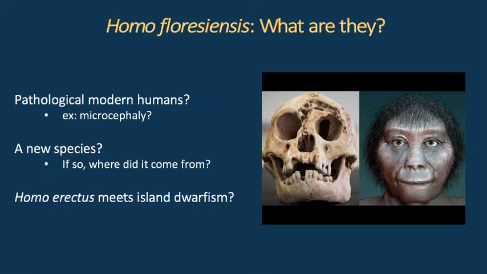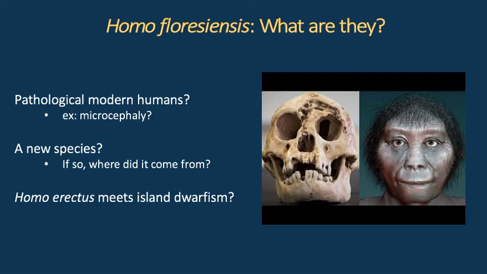There is a lot of debate as to what exactly they are. Some have argued that they're pathological modern humans, meaning modern humans that have some kind of dwarfism. It's also been argued more strongly, I think, that they are a separate species. What a lot of scientists think happened is that it was a Homo erectus population that became stranded on an island, underwent a process called island dwarfism.